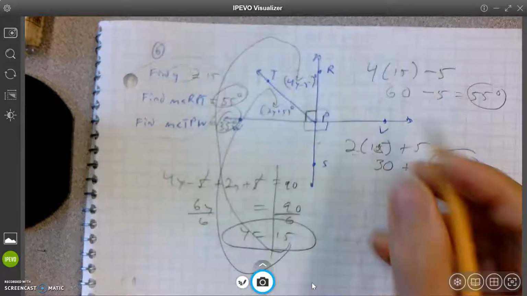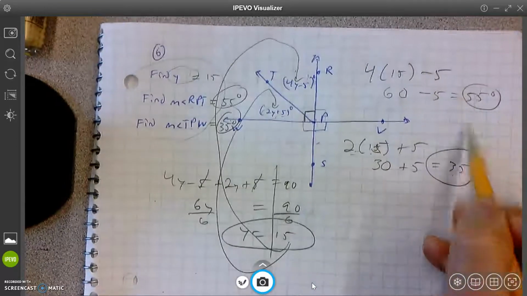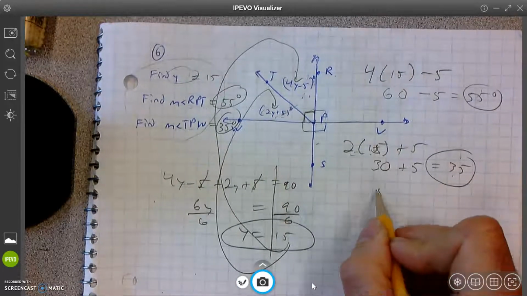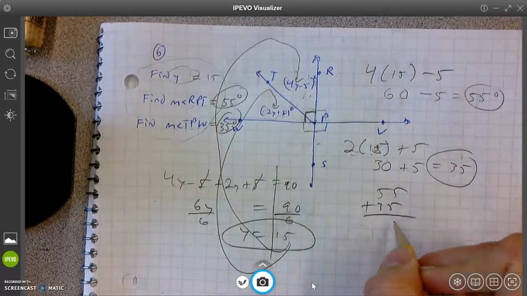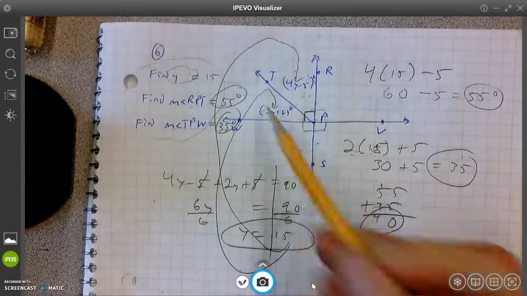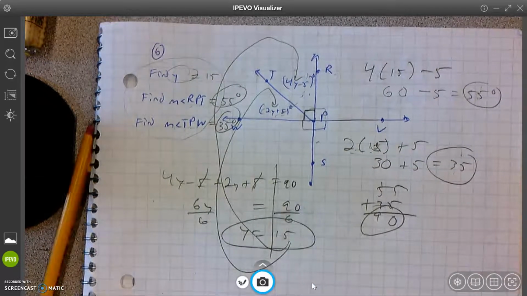How do you know you're right, Mr. Irish? Well, you just check. These two angles should equal 90 degrees. So 55 plus 35 equals, bam, 90. Got it. Does that make sense according to the problem? Cool. Nice job. Keep crushing. Good work.